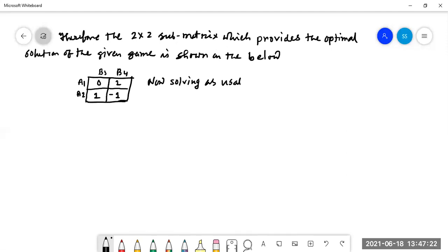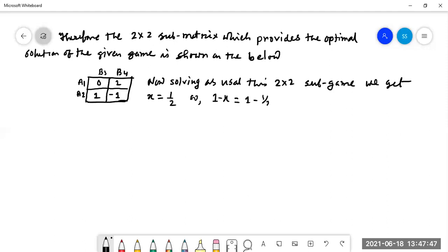This 2 cross 2 subgame, we get x equal to half. So 1 minus x is equal to 1 minus half, which is half.